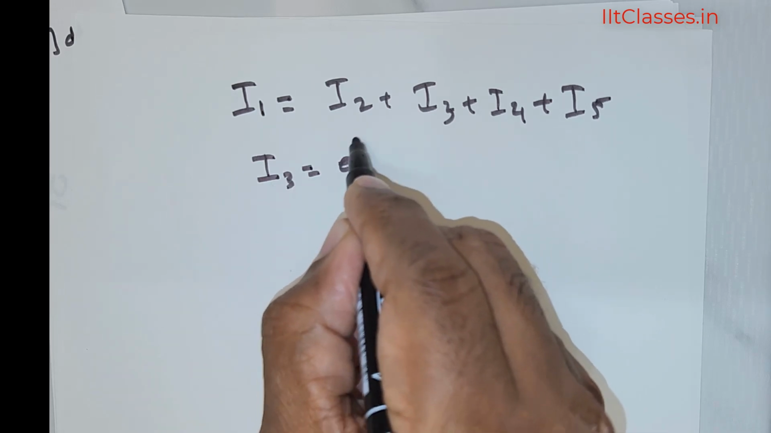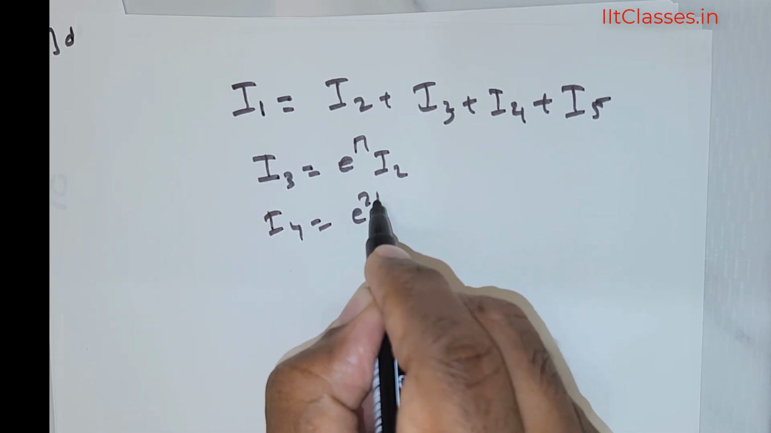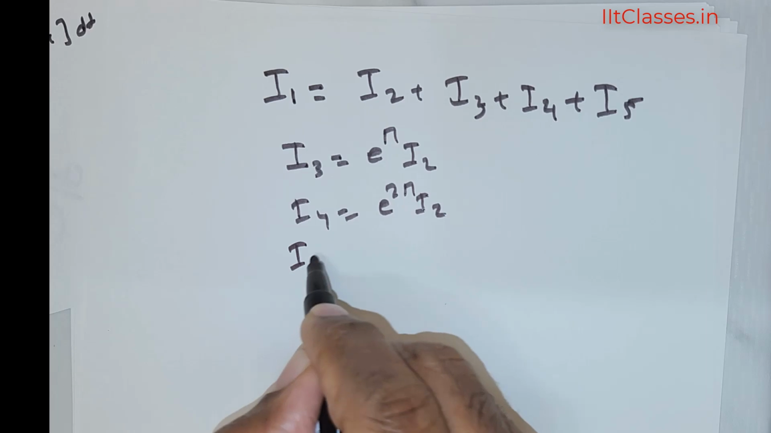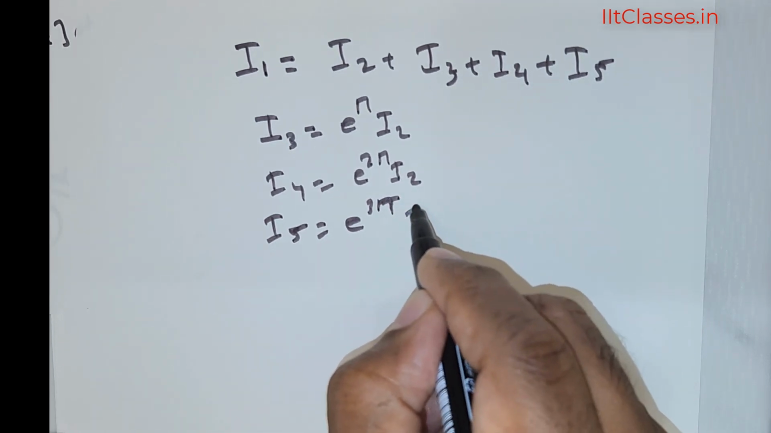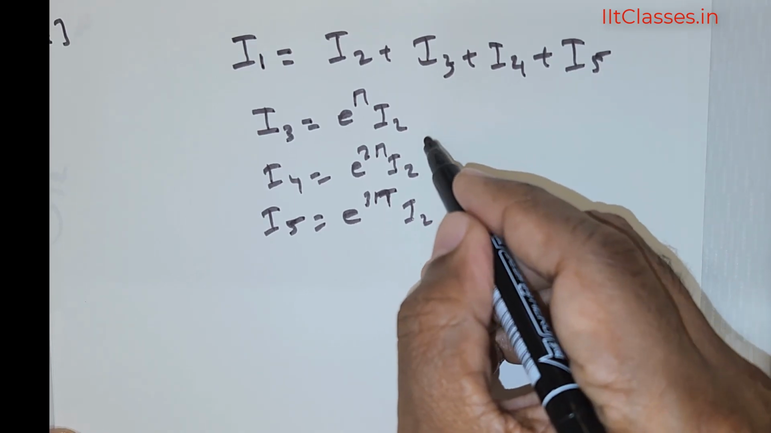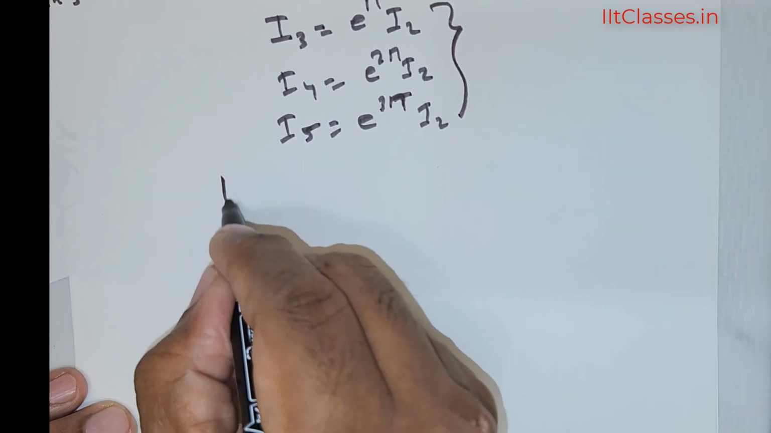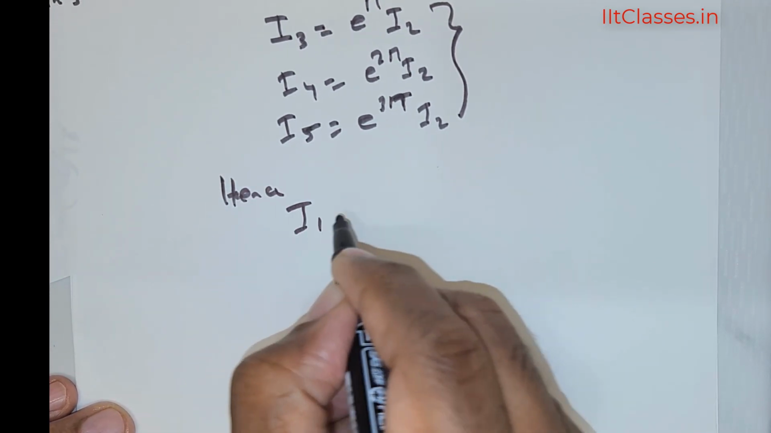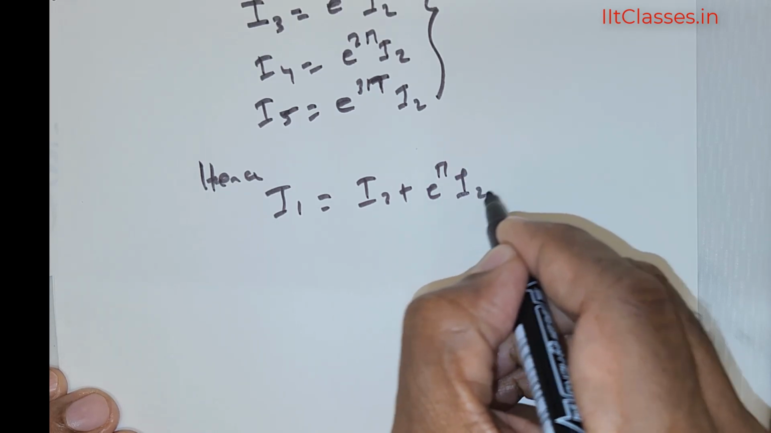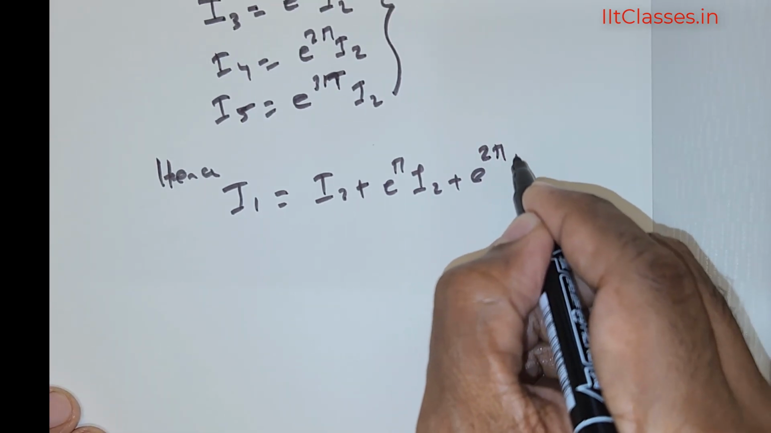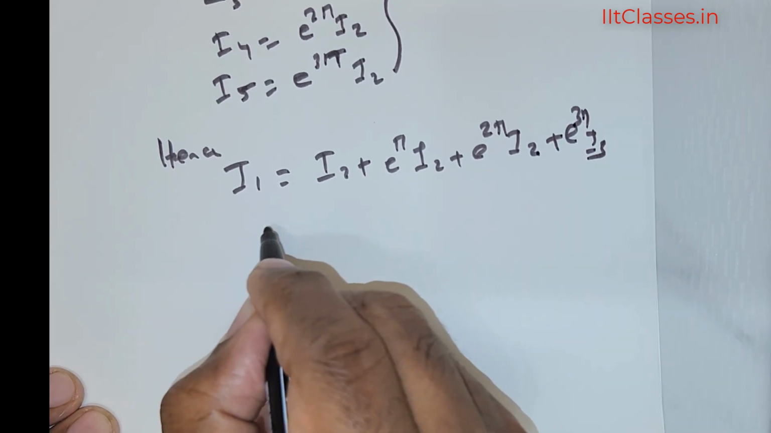I₃ is e^π times I₂, I₄ is e^(2π) times I₂, I₅ is e^(3π) times I₂. So we will be substituting these terms using these terms. Hence I have I₁ is equal to I₂ + e^π I₂ + e^(2π) I₂ + e^(3π) I₂.